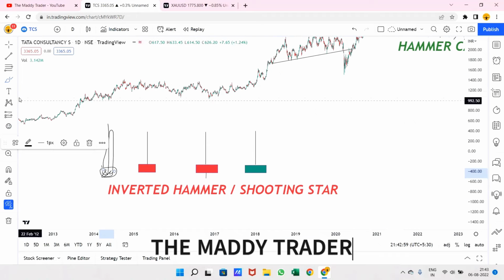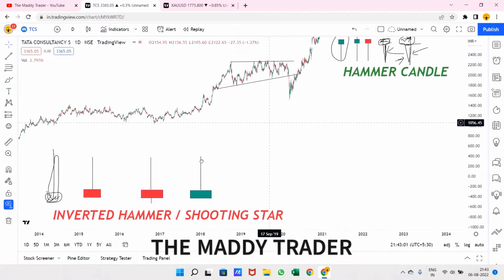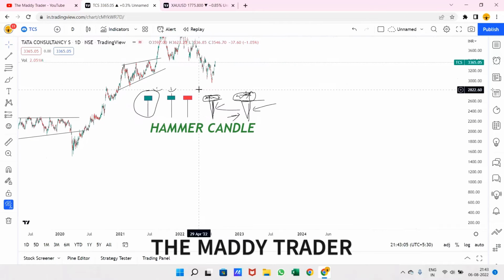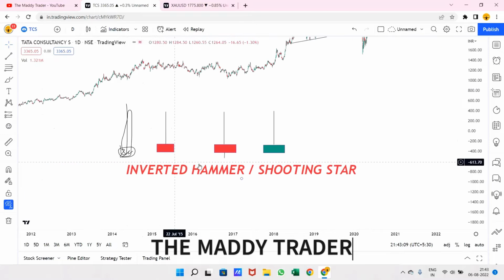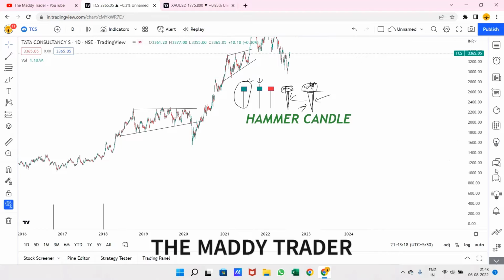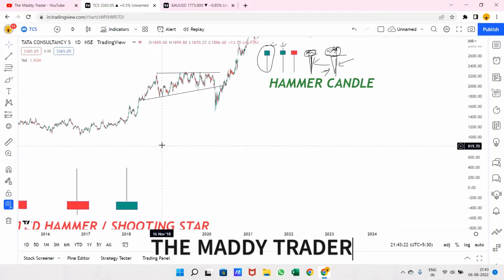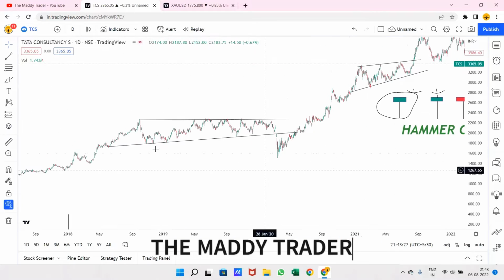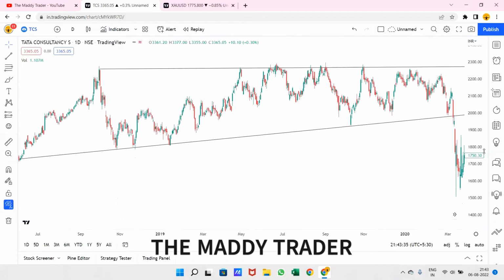But the difference between the two candles is that the hammer candle only works when it happens on a demand zone or a support zone, and the shooting star or inverted hammer candle works only on a resistance zone, or supply zone. Both candles are not valid in the middle of a trend like this. So this is a kind of channel pattern, so let's see it in the chart so you can understand more clearly.